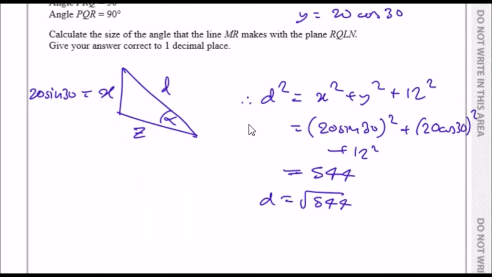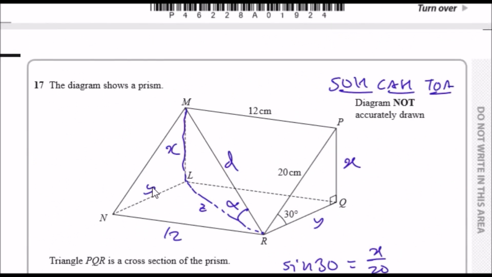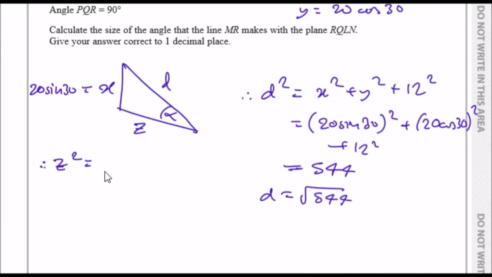Okay, let's do that there. So z squared equals, oh god, I keep forgetting, y squared plus 12 squared. Now, we remember that y was 20 cos 30. So 20 cos 30 squared plus 12 squared. What does that give us?